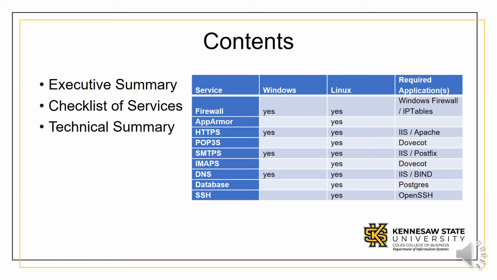Technical summary. The technical summary is a summary of the Greenbone scan according to the filtered Greenbone vulnerability scanner. There were 0 vulnerabilities for each host. There were 0 high-ranking vulnerabilities found. There were 0 medium-ranking vulnerabilities found. And there were 0 low-ranking vulnerabilities found.